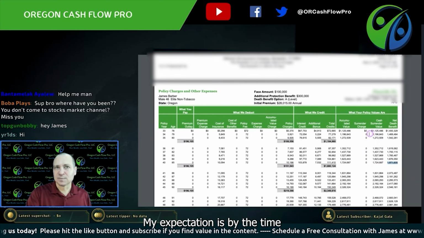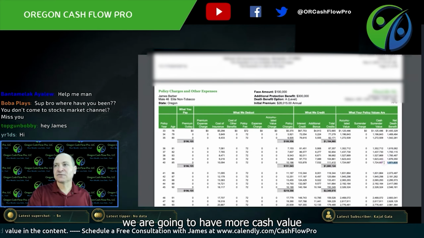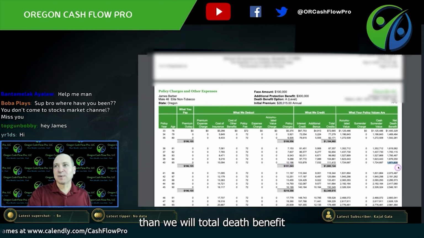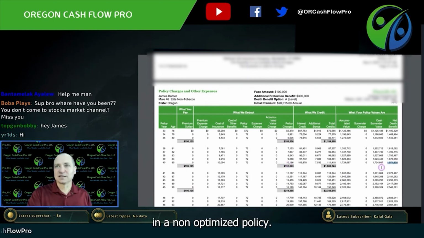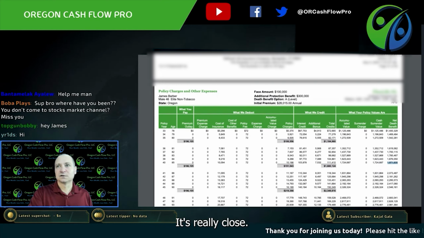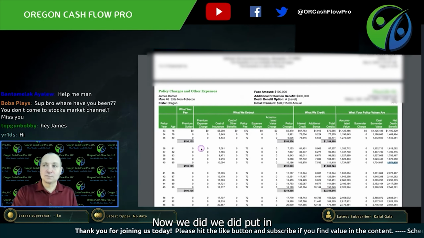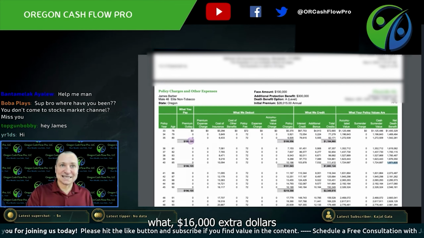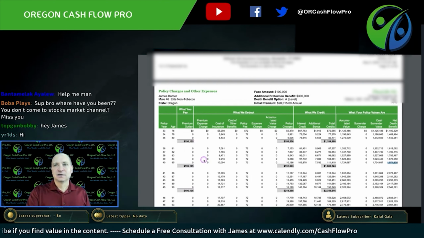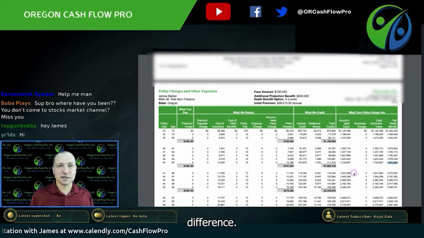My expectation is by the time we get to this point, we are going to have more cash value in a proper design policy than we will total death benefit in a non-optimized policy. Okay, it's really close. It's really close. And we've had more cash value that whole time in the other one. Now we did put in $16,000 extra dollars in these two designs. That's not a whole lot of difference, and we've got hundreds of thousands in cash value accumulation difference.